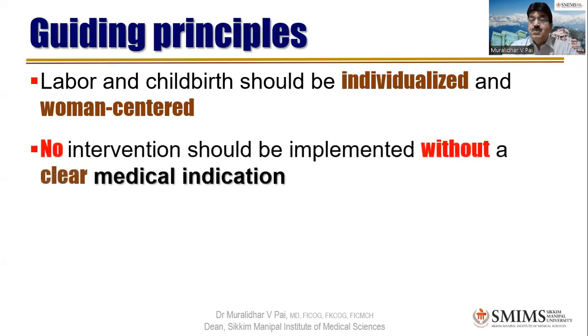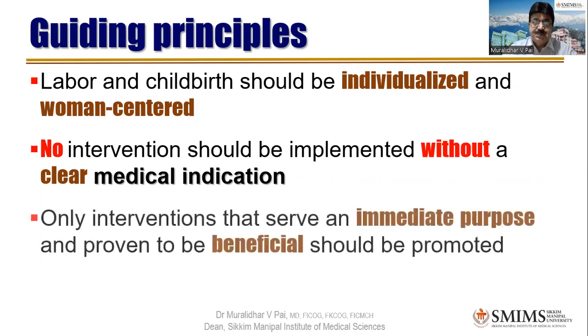No intervention should be implemented without a clear medical indication. This is very, very important. We all know this, but we somehow don't follow this. There has to be a clear medical indication to do any intervention, whether it is inducing labor, or whether to do an artificial rupture of membranes, or whether to use an instrument, or whether to do cesarean section. Whatever it is, there has to be a clear medical indication.